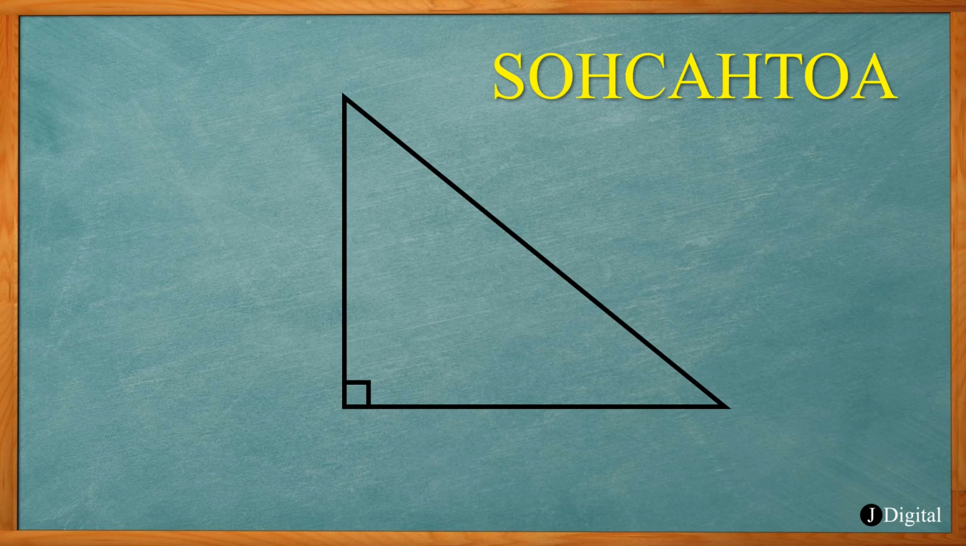For cosine, referring to this angle, it's going to be the adjacent side, which is this side, and then the hypotenuse. And then for tangent, it's going to be the opposite side over the adjacent side.